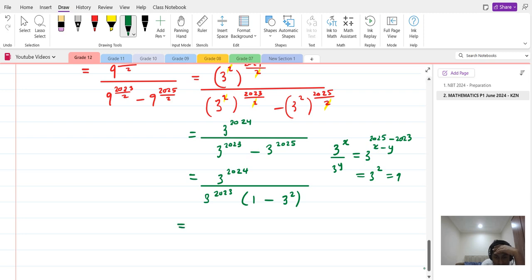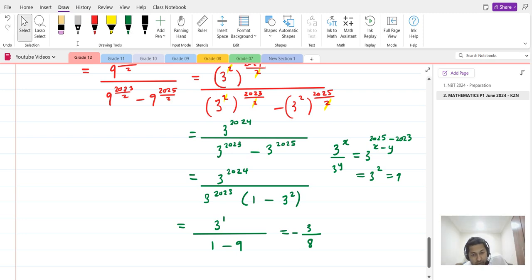And now we can say we're dividing here as well. Since we are dividing 3 to the power 2024 by 3 to the power 2023, we're just left with 2024 minus 2023. So we're left with 3 to the power 1 divided by 1 minus 9. So what are we left with? 3 over 1 minus 9, which is negative 8. So you can put negative 3 over 8. That's my final answer. I hope you guys understand.